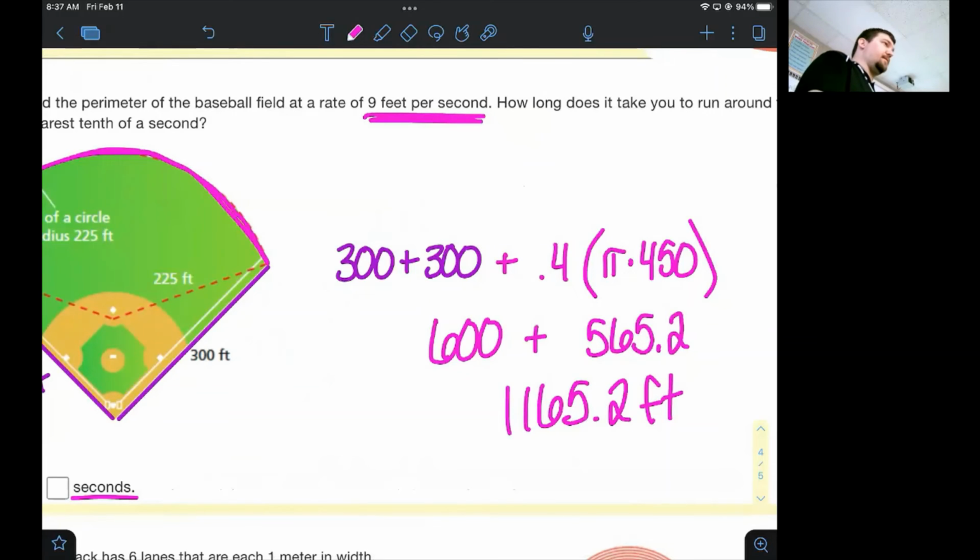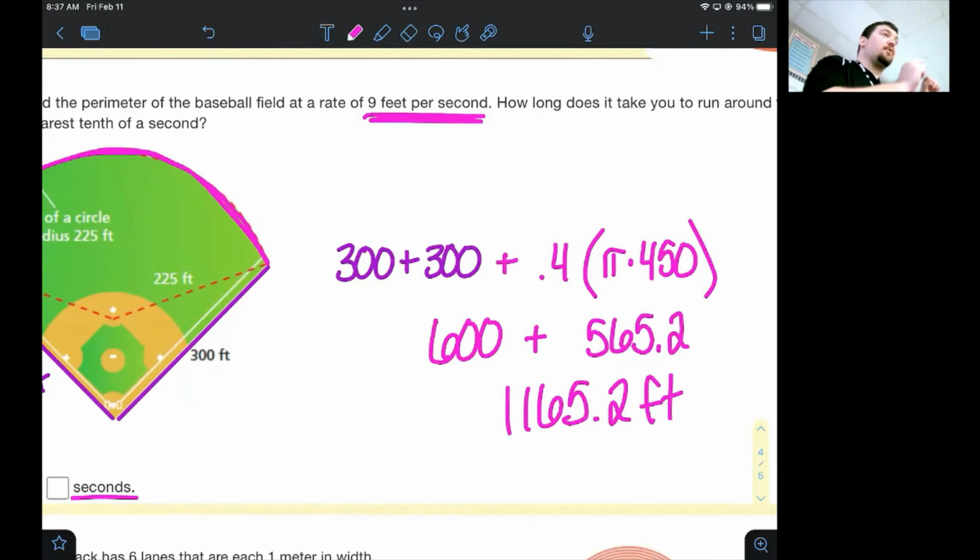By the way, 9 feet, someone said in first period, wow, that's really fast. I'm 9 feet from the door. I can walk to the door in a second, right? So I'm probably jogging right now. Okay, so it's not that fast.